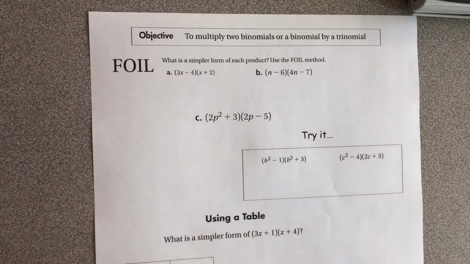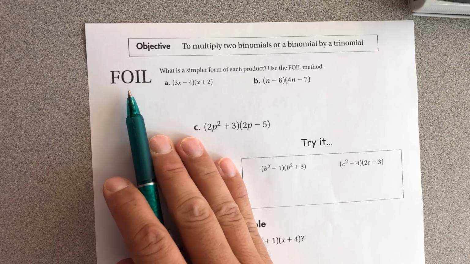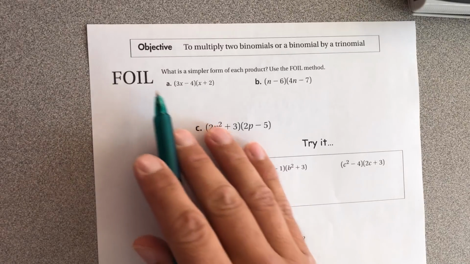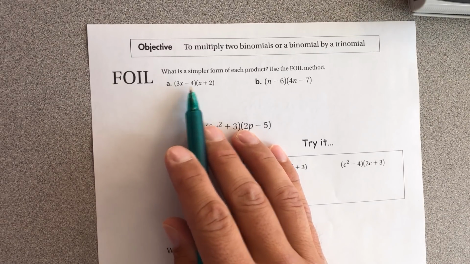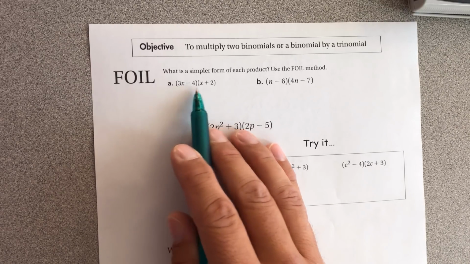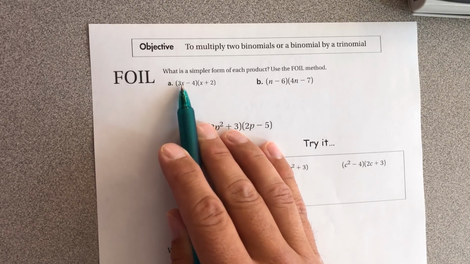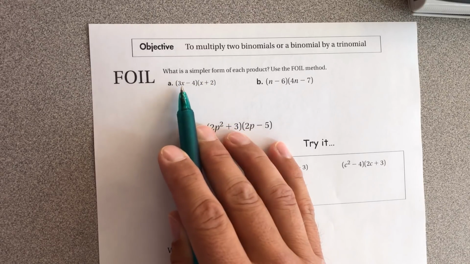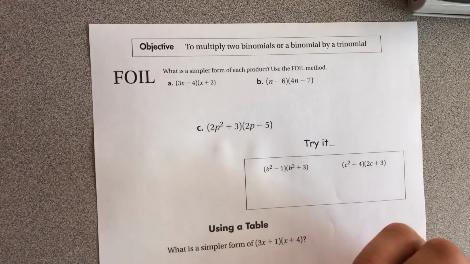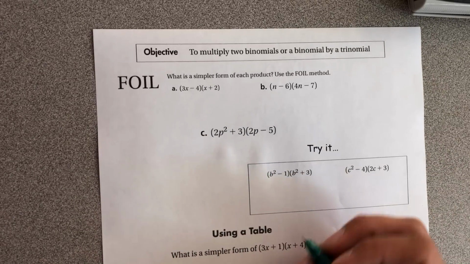And the first method, I think the easiest one, in most cases, we call FOIL. And that's a term that your parents probably remember from when they were in high school. What that means is, remember with distribution that we have to multiply everything in front of the parenthesis by everything on the inside of the parenthesis. So in this case, 3x minus 4 times x plus 2, I have to multiply the 3x by everything in these parentheses, and I have to multiply the negative 4 by everything in these parentheses. And what happens is you tend to forget that you didn't multiply certain pieces. So FOIL helps us remember.